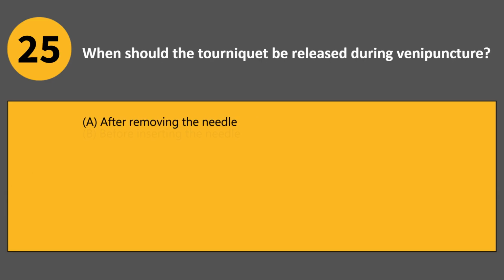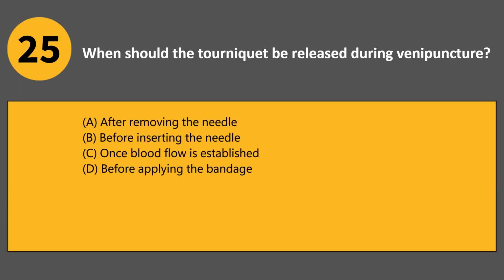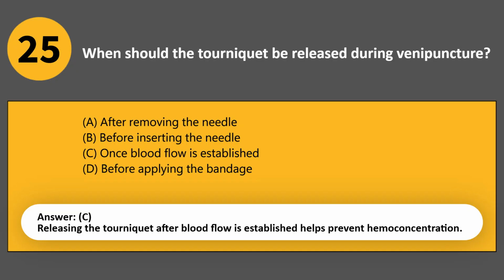When should the tourniquet be released during venipuncture? A. After removing the needle. B. Before inserting the needle. C. Once blood flow is established. D. Before applying the bandage. Answer: C. Releasing the tourniquet after blood flow is established helps prevent hemoconcentration.